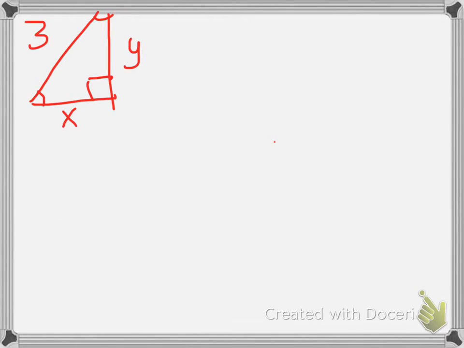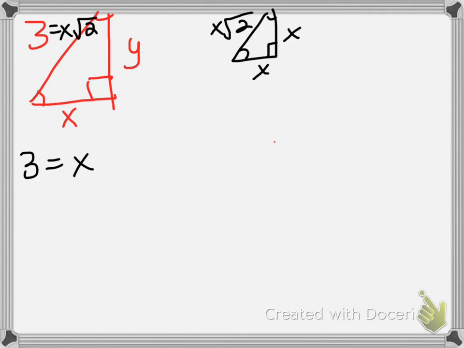This is a 45, 45, 90 triangle, so we'll use a different template. In this template, both of the short sides are identical because it's an isosceles triangle, and the long side is x square root of 2. You could find this using the Pythagorean theorem, but we're going to assume for this purpose that you've already done that, and so you're ready to use this triangle.